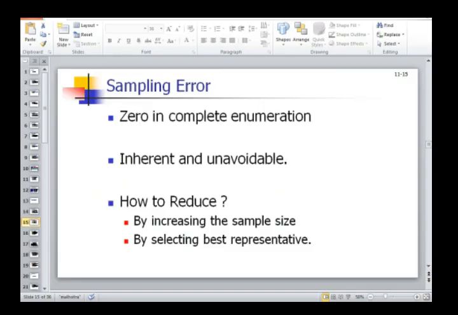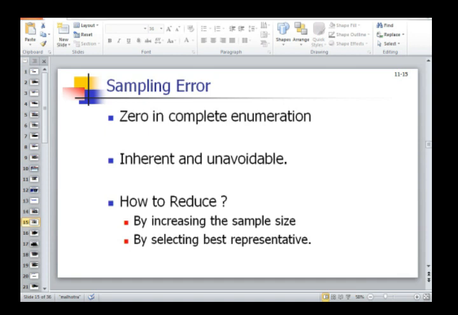So these are the characteristics. Sampling error can be zero only in case of complete enumeration. Whenever we study the population only, then only the sampling error can be zero. And sampling error is inherent and unavoidable. We cannot avoid sampling error, but we can reduce it either by increasing the sample size or by selecting the best representative. So this is all about sampling error.